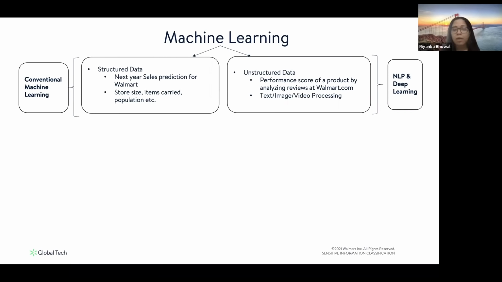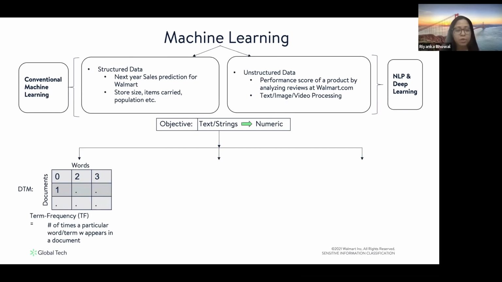Now, suppose I have to get a performance score of a product by analyzing the reviews at walmart.com. Reviews in their raw form are not understandable by the machine, right? So that comes under unstructured data. Anything we do on text, image, or video comes under natural language processing and deep learning. So in this video, our objective is text and how we can get the numeric representations of those texts.